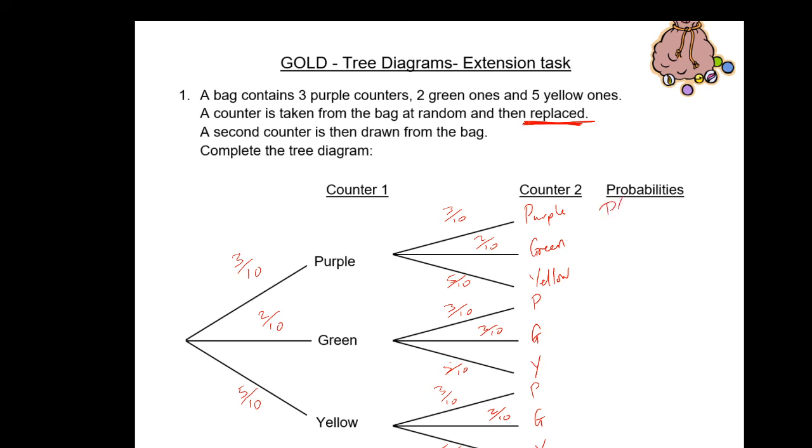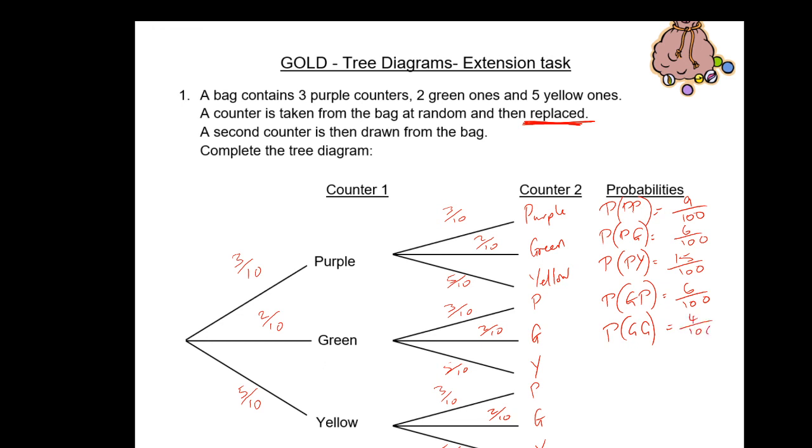Right, now we want the probability that both are purple. 3 times 3 is 9, 10 times 10, 100. The probability I get a purple, then a green, is 6 over 100. Again, just timesing. Probability of purple, then yellow, is 15 over 100. The probability of green and then purple is 6 over 100. The probability of green and green is 4 over 100. The probability of green and yellow is 10 over 100.